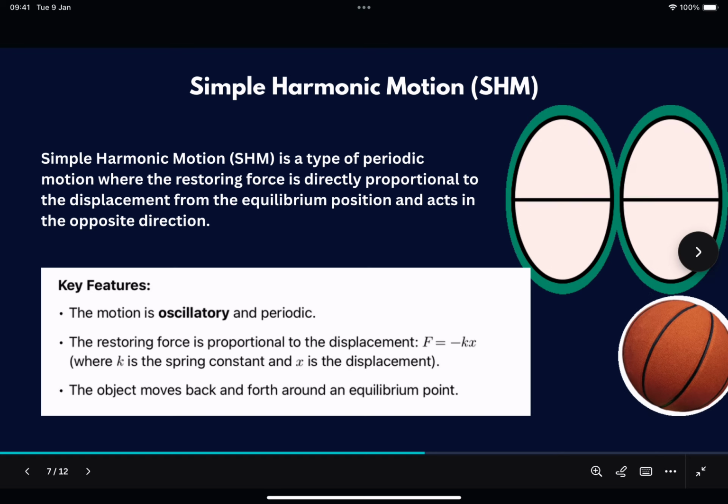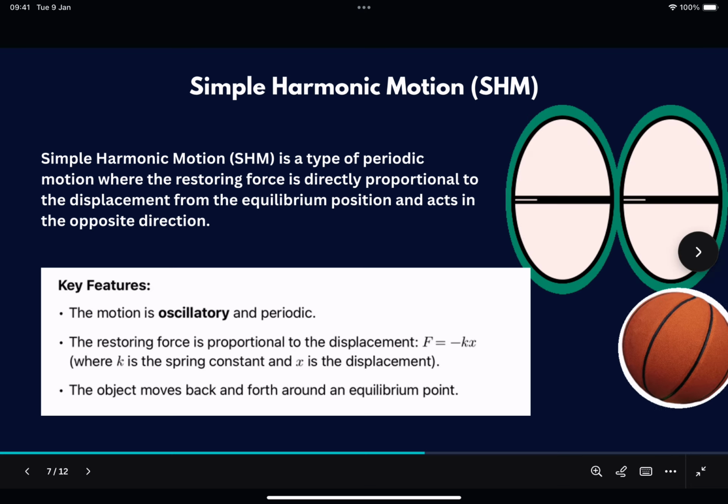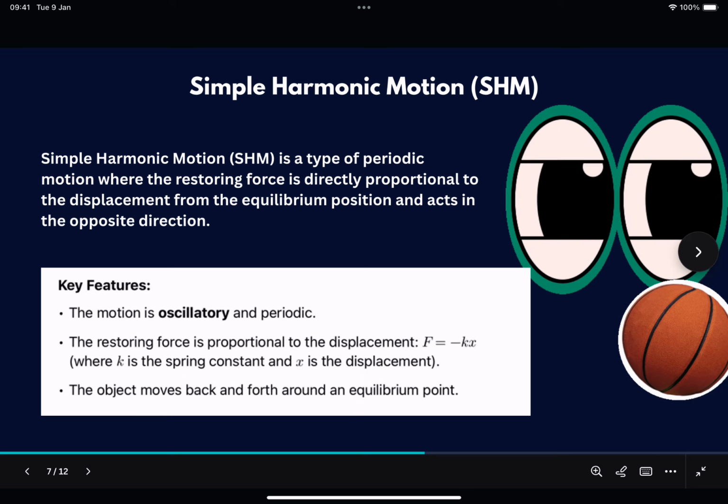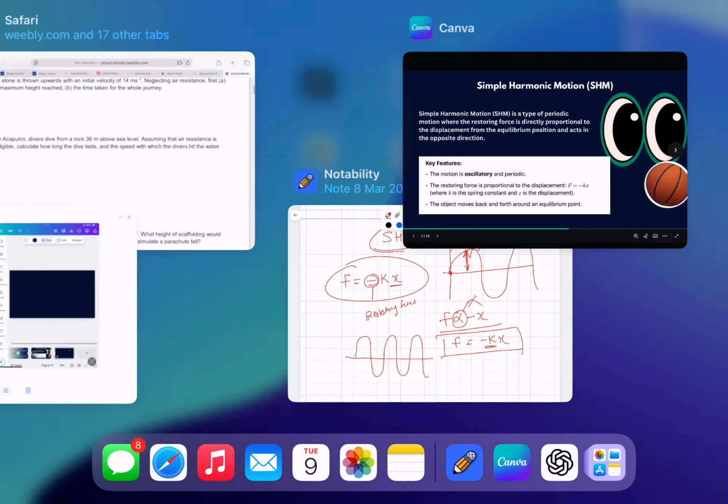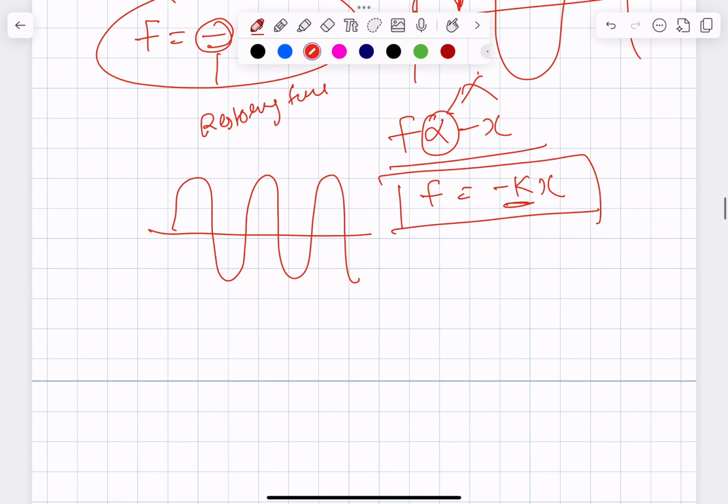Yes, could you explain again why it's negative? I didn't get that point. Yeah, for sure. The reason this is negative is because the force is acting in the opposite direction. For example, if the displacement is happening in this direction, then the force is applied in the opposite direction. That is the reason we put a negative sign.